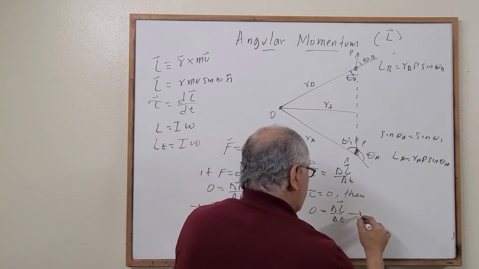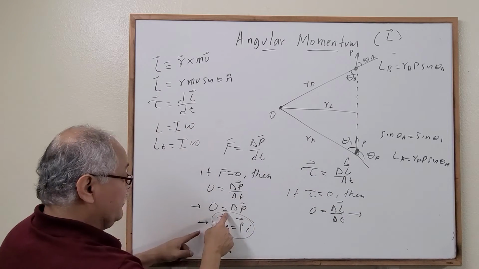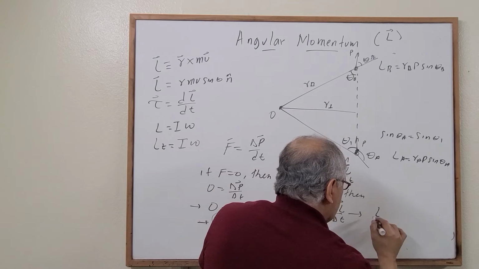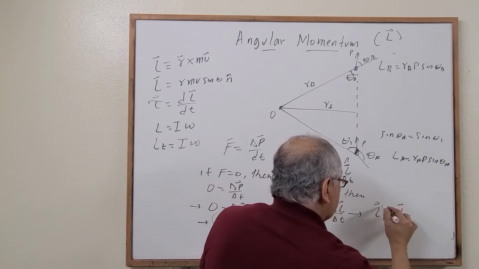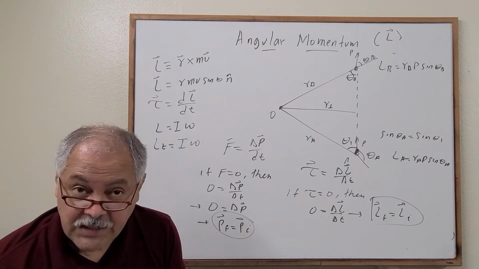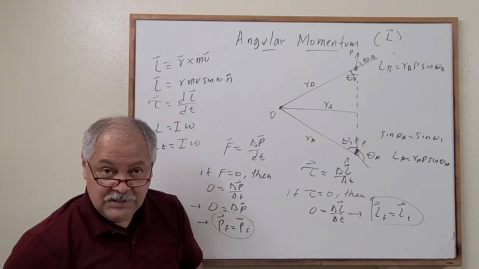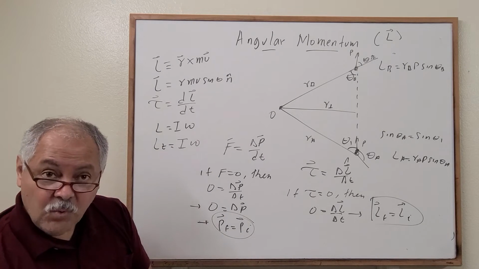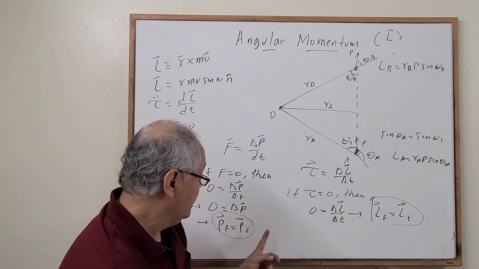Perfect. From here we can go to the conclusion, the same thing as right here, correct? Angular momentum at the end is equal to angular momentum at the beginning. Again, in this case, angular momentum is conserved, the same thing as linear momentum. And that's why this quantity is very important, because it is conserved when we have an interaction.